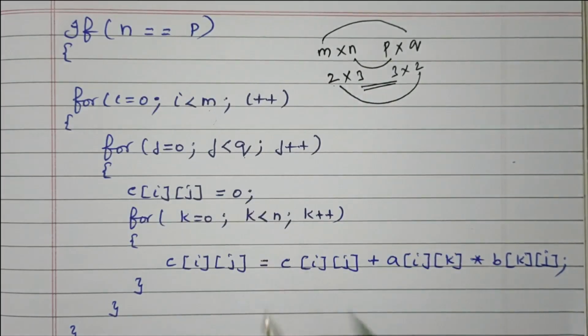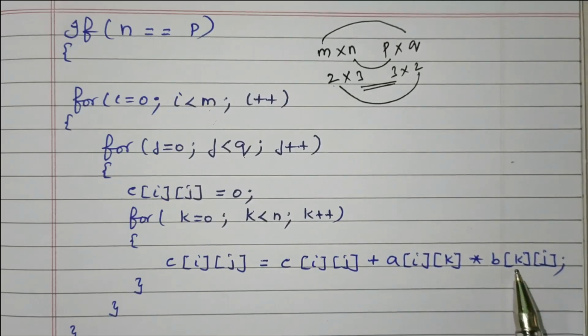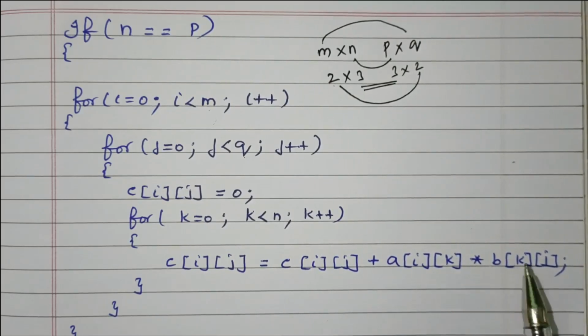It is very clearly given. So C of ij equal to C of ij plus A of ik into B of kj. So automatically this is the row element and this is the column element. The column element of the first matrix is multiplied with the row element of the second matrix. Cumulatively it will multiply and then be added together. Initially it is 0, so one by one it will add.